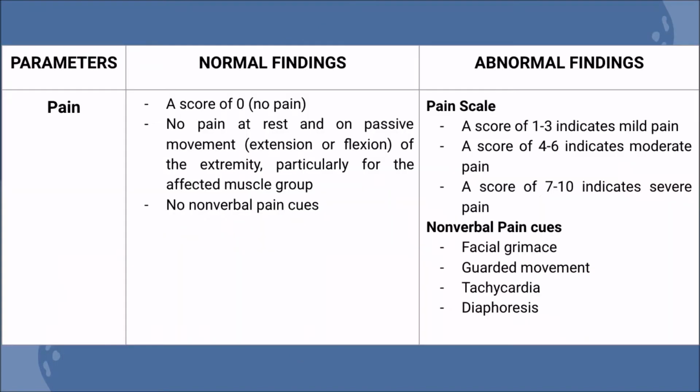So, first we have the parameter of pain. A pain score of 1 to 3 indicates mild pain, while a pain score of 4 to 6 indicates moderate pain. Lastly, a pain score of 7 to 10 indicates severe pain. And for the nonverbal pain cues, we have facial grimace, guarded movement, tachycardia, and diaphoresis. So these are the nonverbal pain cues.